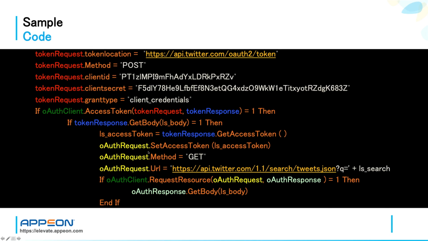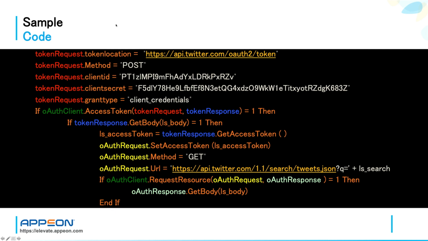So this is an example of PowerScript that you can also run in PowerServer 2020. You fill the token request object in red with the OAuth endpoint, Twitter in this case, and the client ID plus client secret that have been generated by the Twitter developer page when an app for OAuth requests is registered.